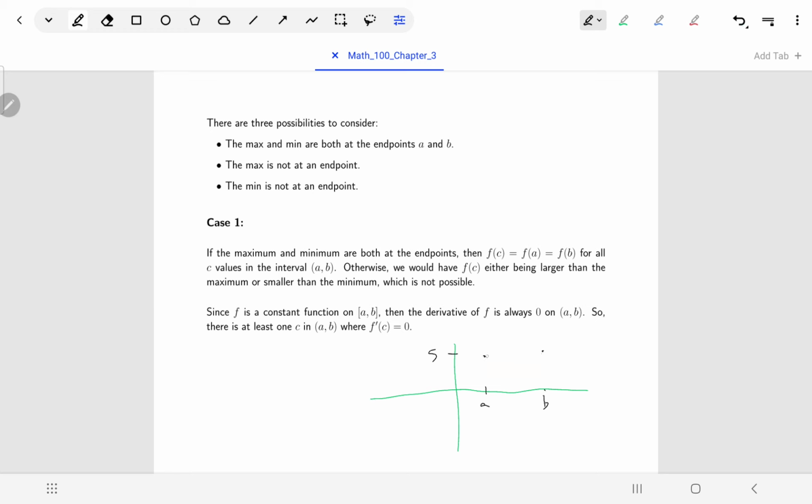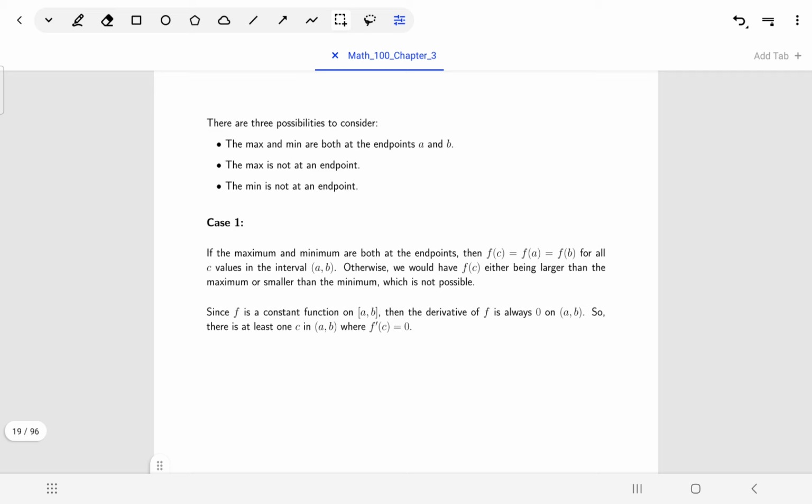So if a and b had the same y value, then all the points in between would have to have the same y value, if that y value was the max and also the minimum at the same time. So that's my little explanation there. Otherwise, f of c would either be larger than the max or smaller than the min, which is not possible, so you've got a constant function. And then that's really easy for you now, because if f is a constant function, then the derivative is always going to be 0. So yes, not only is there one c inside that interval where the derivative is 0, but as it would turn out, every point inside that interval would have a derivative of 0.